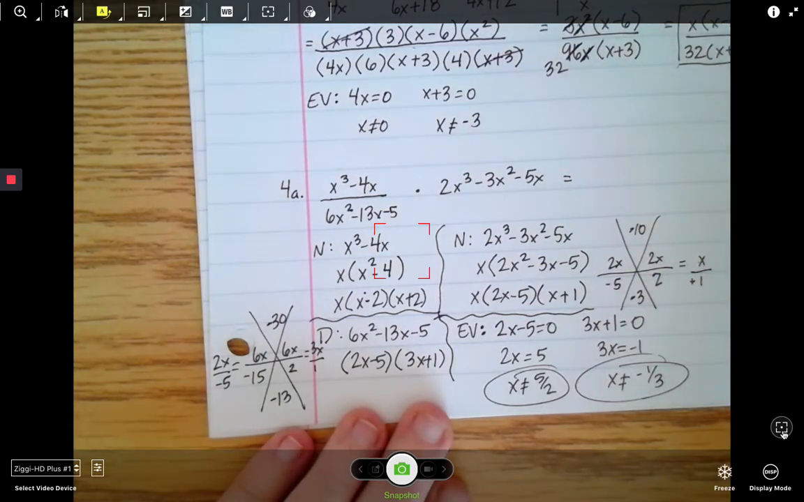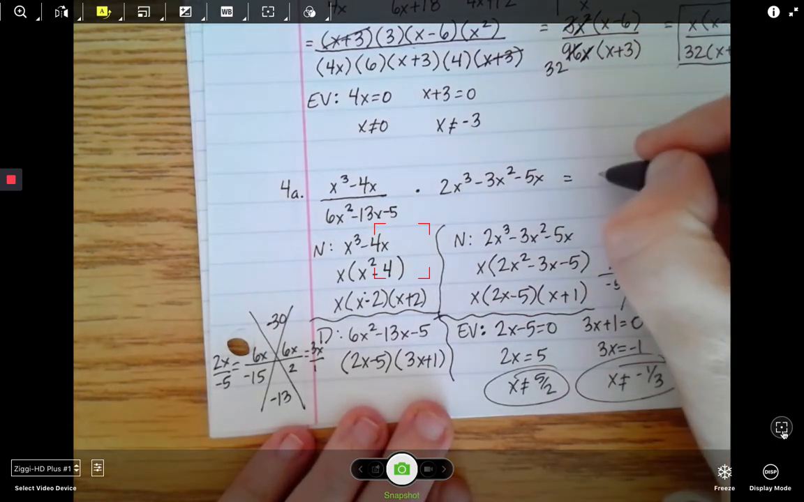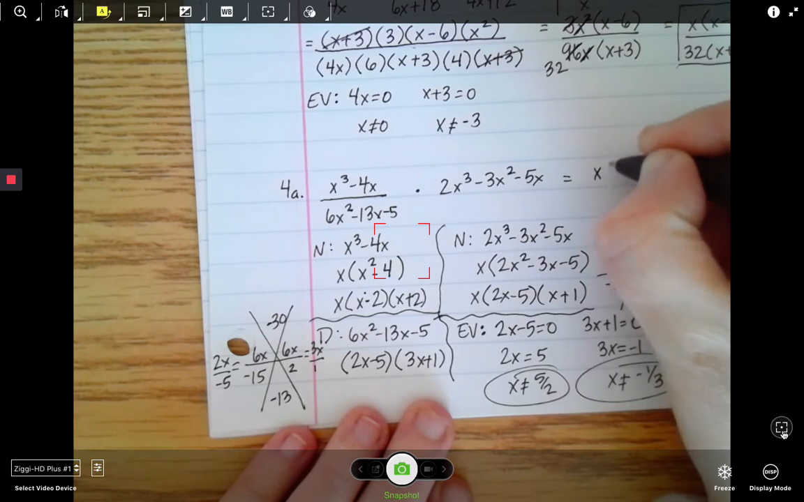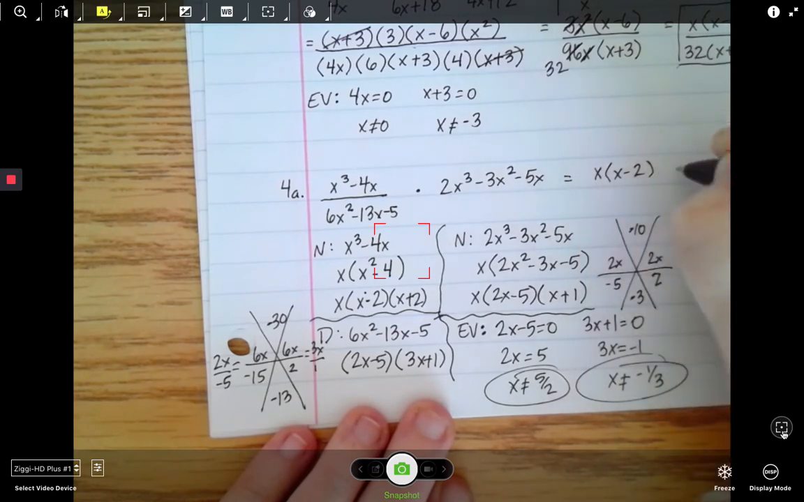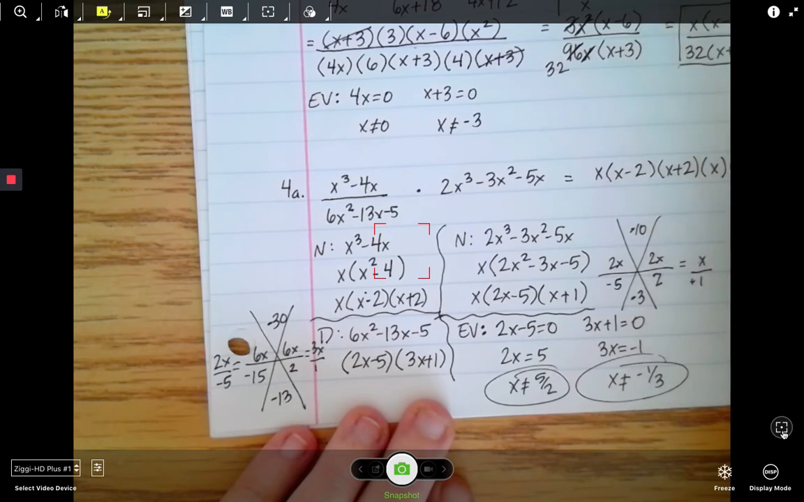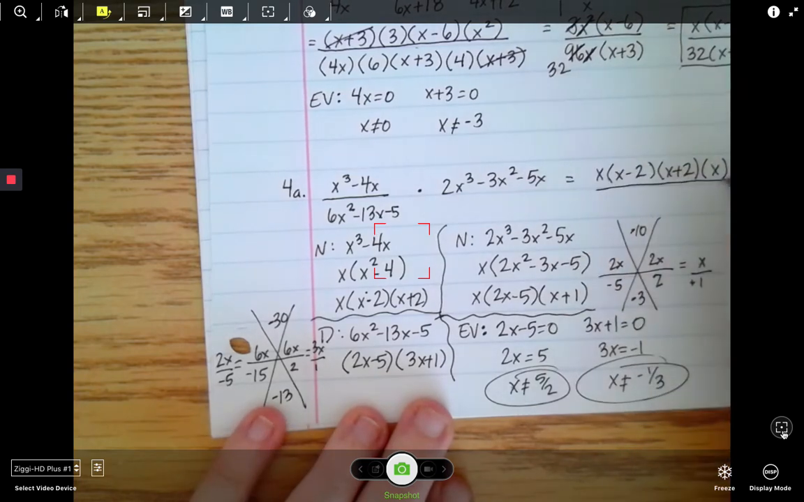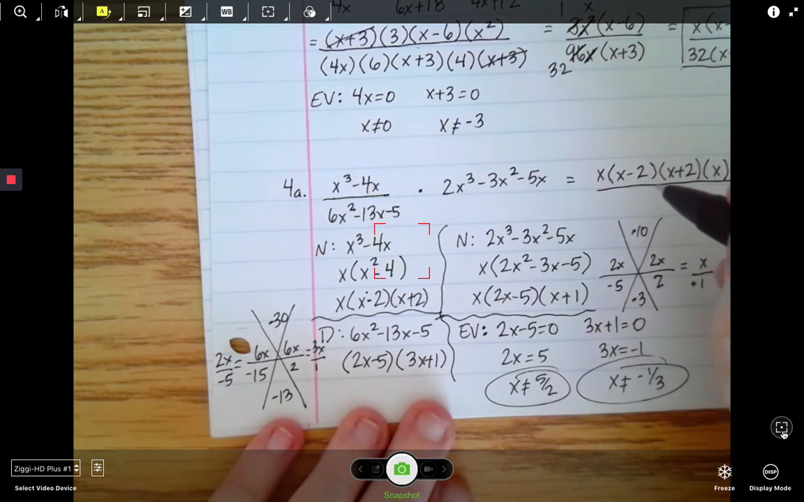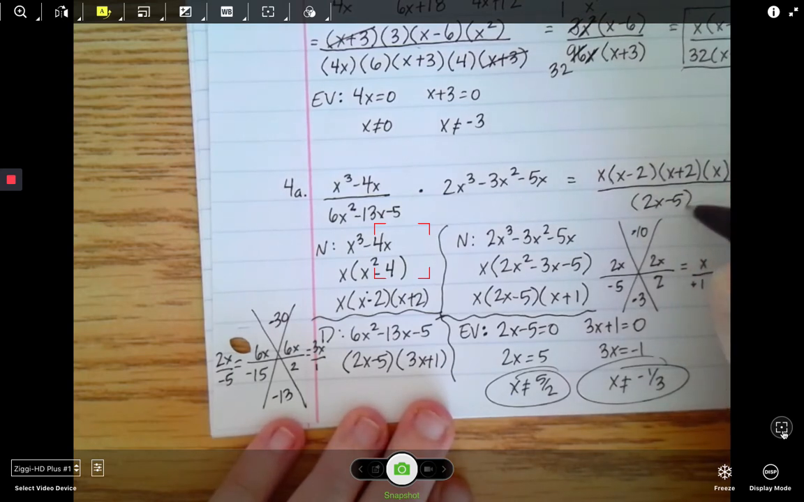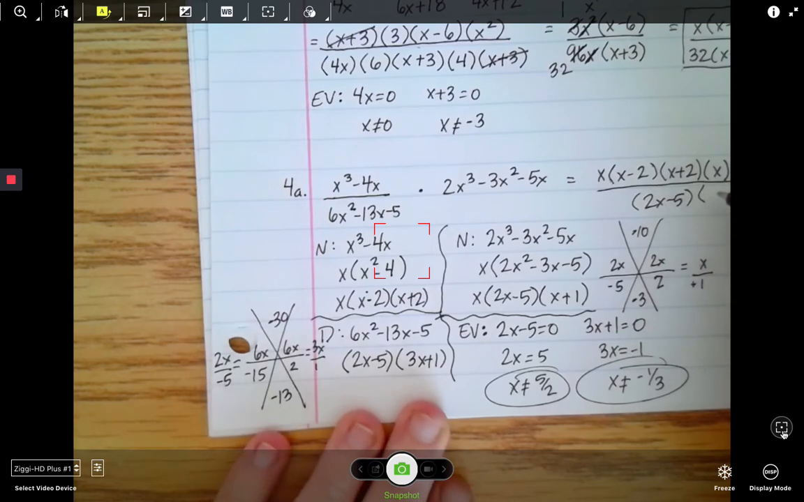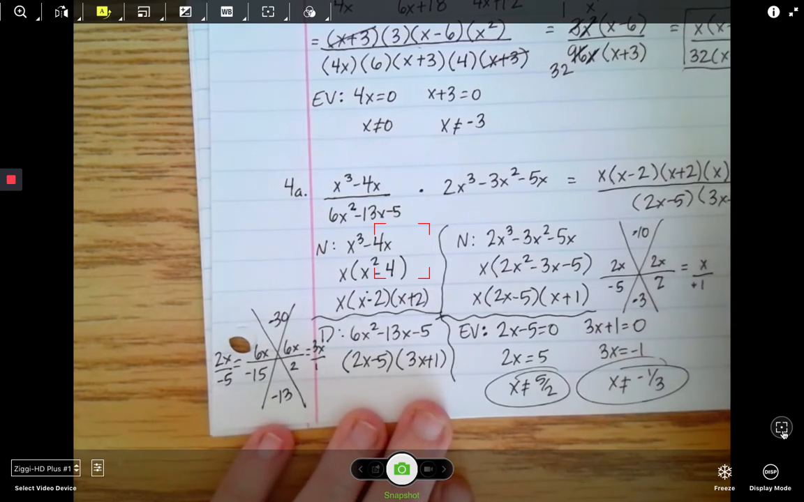So let's write our two numerators. x times x minus 2 times x plus 2 times x, 2x minus 5 times x plus 1. A lot to write, over my small denominator, 2x minus 5 times 3x plus 1.